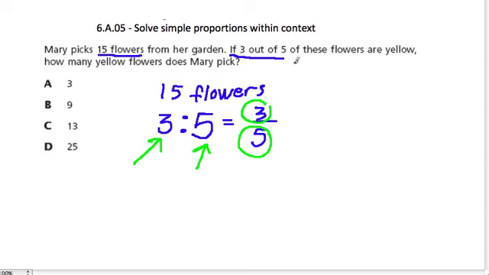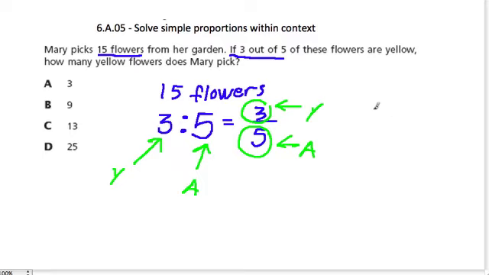Because in this question, we know 3 out of 5 of these flowers are yellow. So this is the yellow flowers, right? And this is all the flowers. Here, yellow flowers for all the flowers. So how many yellow flowers does Mary pick? Well, if there are 15 flowers in the garden.